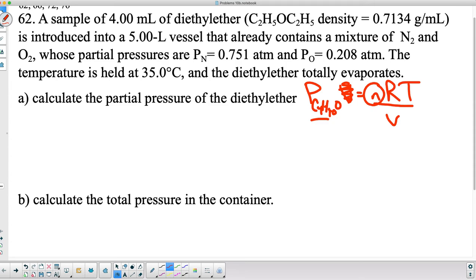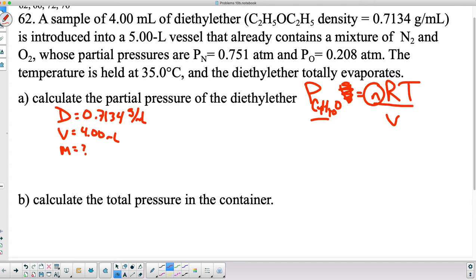Well, we're given information that's very close to finding moles. We're given density, we're given volume, and we have to find the mass. So that's what we're looking for. 4.0 milliliters. Density is 0.7134, and that's grams per milliliter.